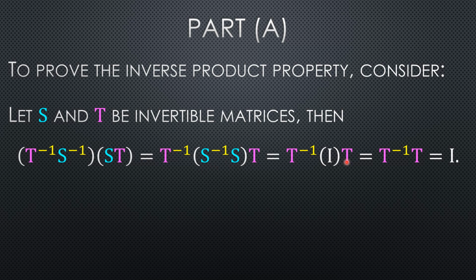So S inverse S gives me the identity here. Now I could multiply this identity to this T and get back T because of the definition, or I could multiply this inverse T into the identity and get the inverse.